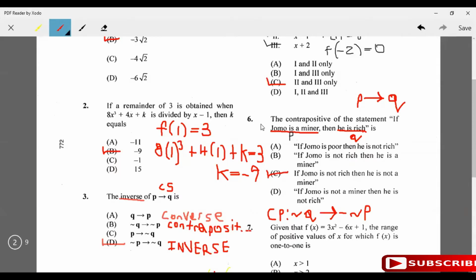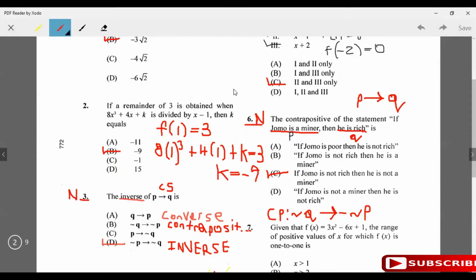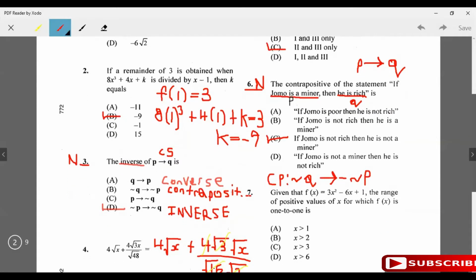So this is the first new question. I always like to write N for new question. So that's question 6, N. This is the first new question. I believe this one is a new question as well, question 3. All right, so these are new questions that haven't appeared on other papers before. So that's question 6, option C.